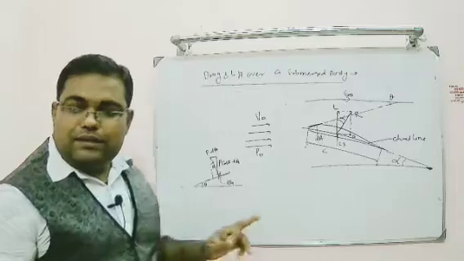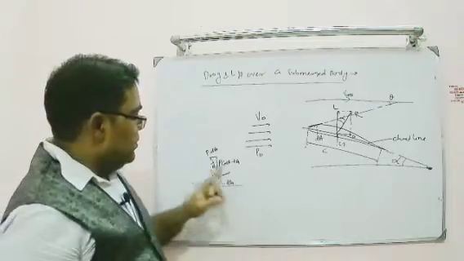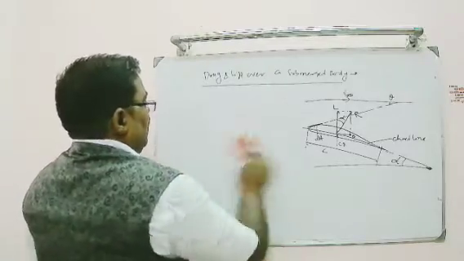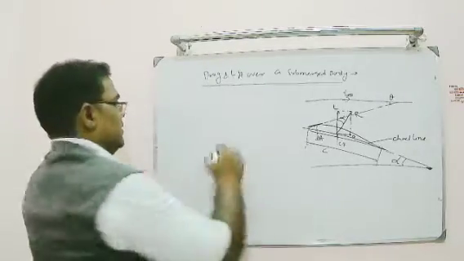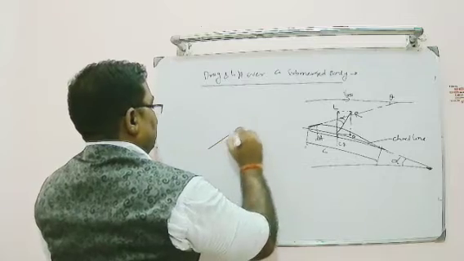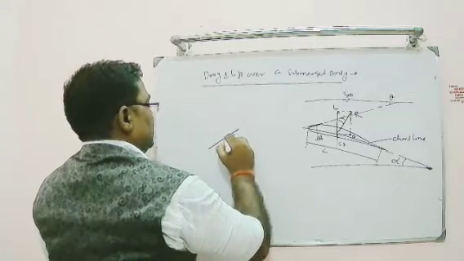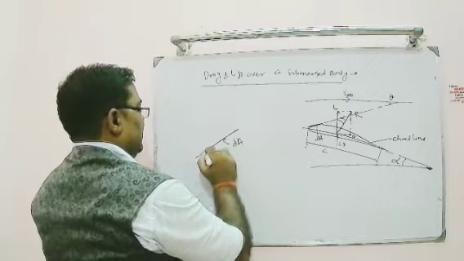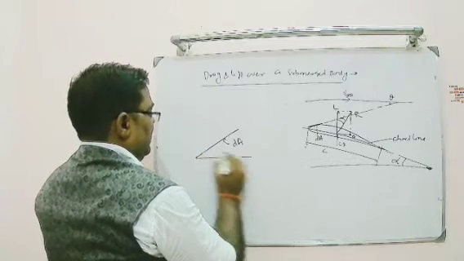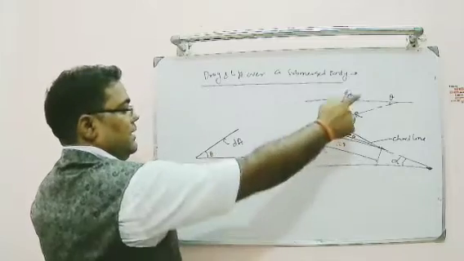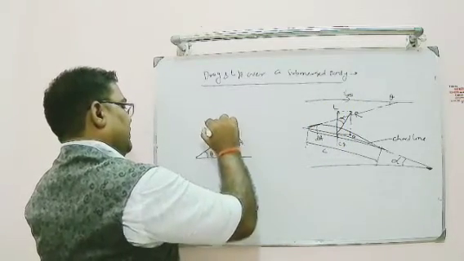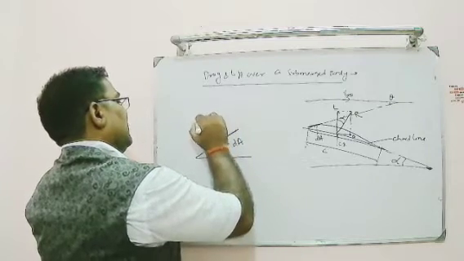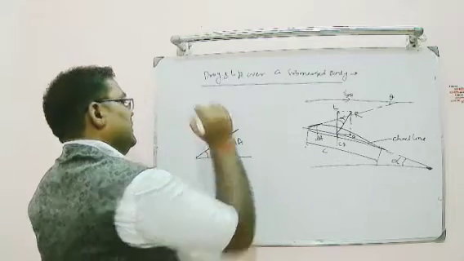Is it visible? If it's not visible, I will draw it slightly bigger, then it will be understood. So this is the elemental area which I consider for my study. This is dA, right? If I extend this slightly and draw a horizontal line, this is theta, similar to this theta, and pressure acts perpendicular to this. So this is my pressure force P into dA.